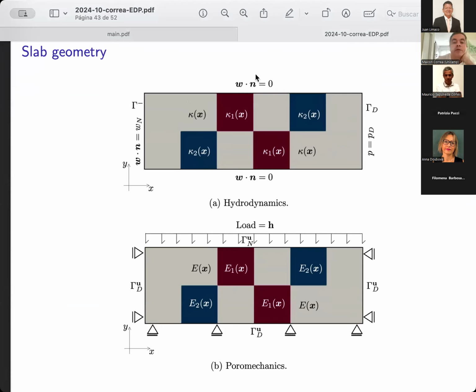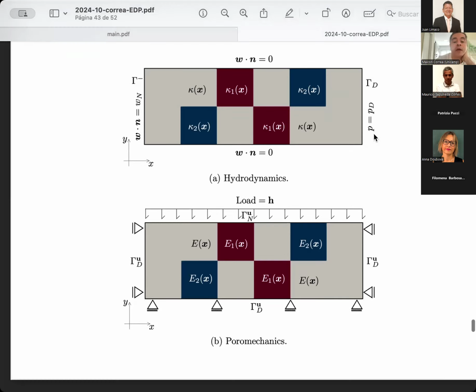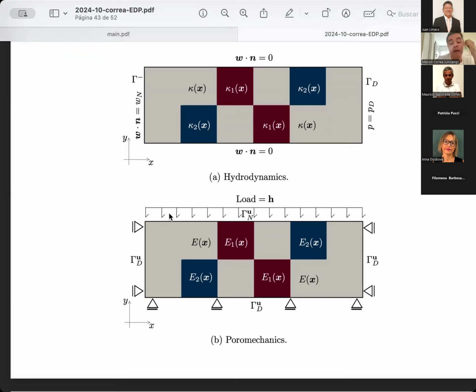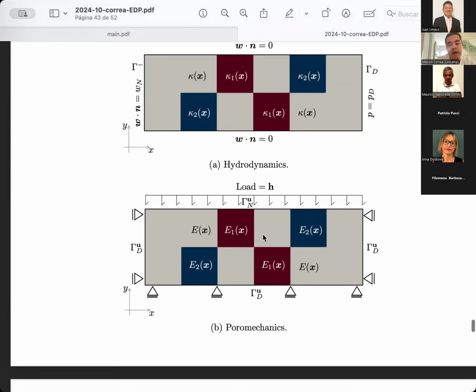And the idea is that you don't have flow in the top part, you don't have flow in the bottom part. Here in the beginning, you inject flow. For example, you inject water, you have oil here inside. So you are injecting water and producing oil in this part of the domain. Since we have the geomechanics here, there is also a distributed load that represents all the layers above the reservoir, the weight of the layers above the reservoir. There is this load, and you also have heterogeneous Young modulus here.